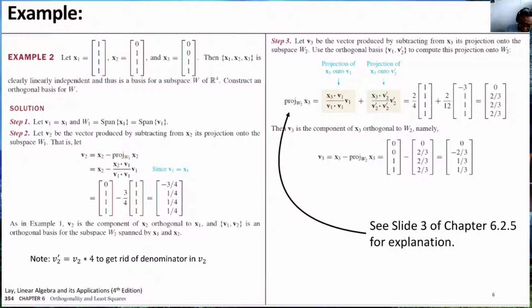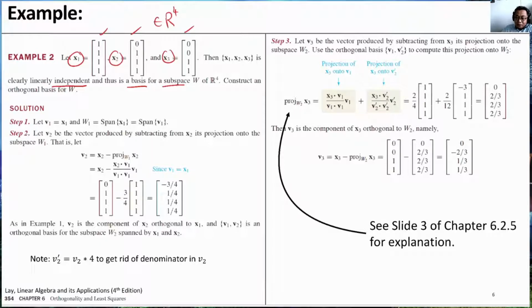Let us continue with this example. We are given x1, x2, x3 that belong to R4 space. These three vectors are obviously independent. They cannot be formed by linear combinations of the other two. So they are independent and they are a basis for a subspace, because we actually need 4 of them to span R4, the whole space of R4. Since we are only given 3 of them, only a subspace of R4 can be constructed using these 3 independent vectors.